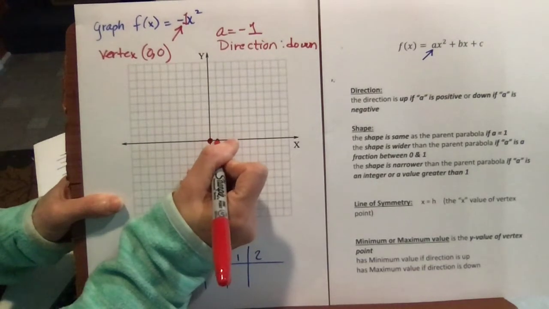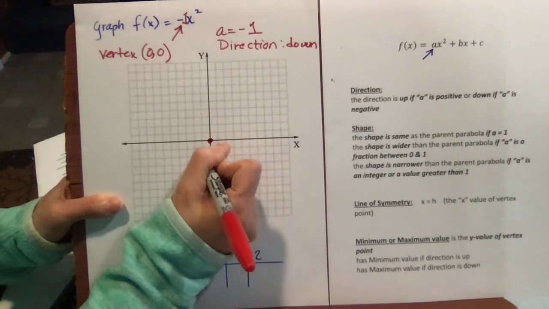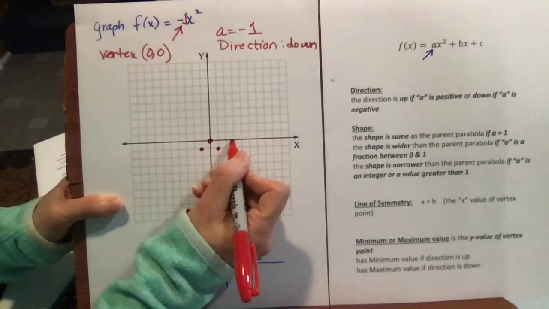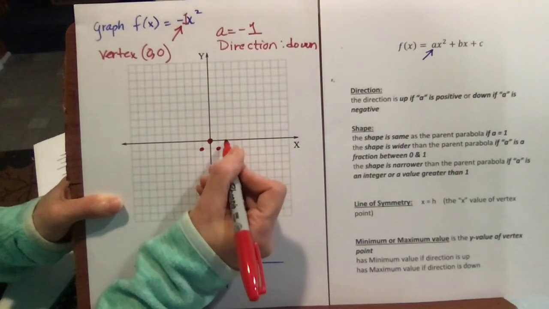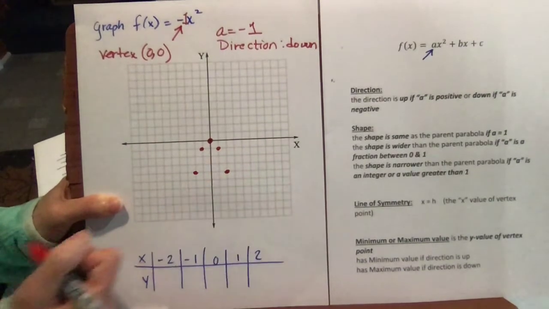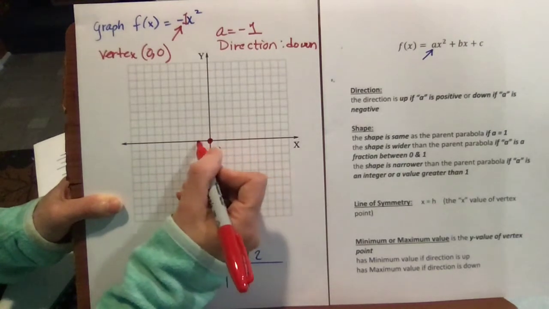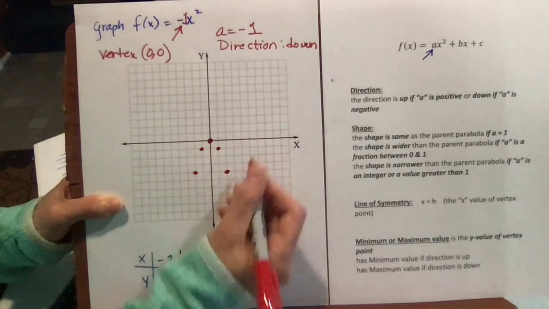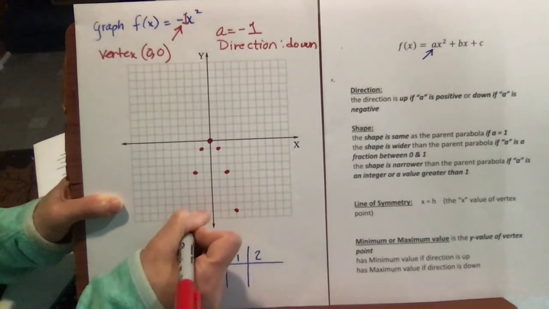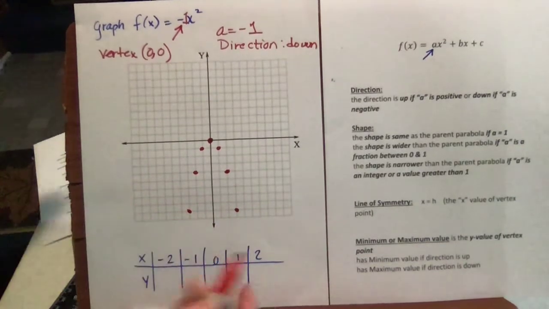If we move 1 away along the x, we square it and go 1, but because we know we're going down, down 1. And we can do it equally on each side. If we move 2 away from the vertex and we square 2, we go 1, 2, 3, 4 down. And we can do that symmetrically on the other side. If we move 3 away from the vertex along the x-axis, we square the 3 and go down 9. So that's 4, 5, 6, 7, 8, 9. And we use symmetry, and be careful that it's in the right place, to graph your other point.